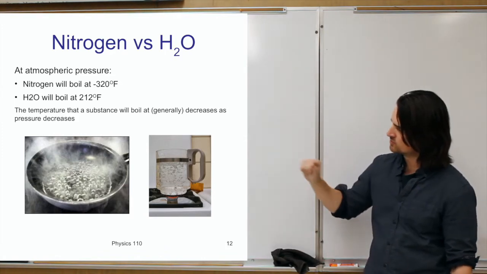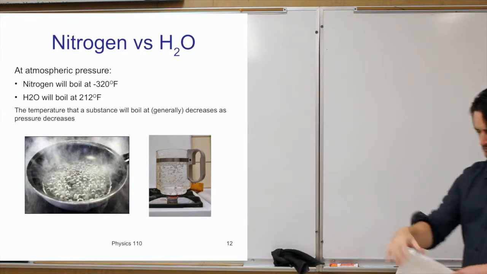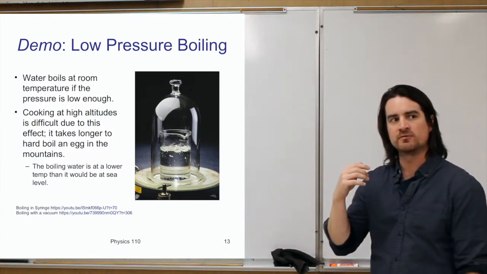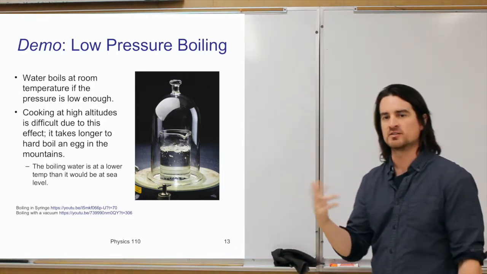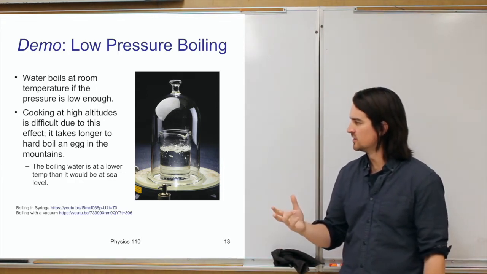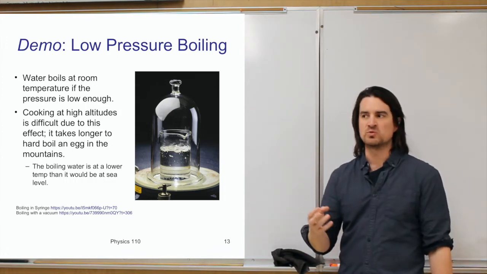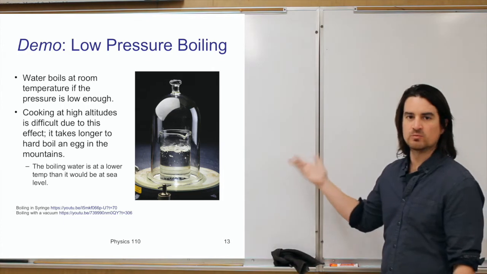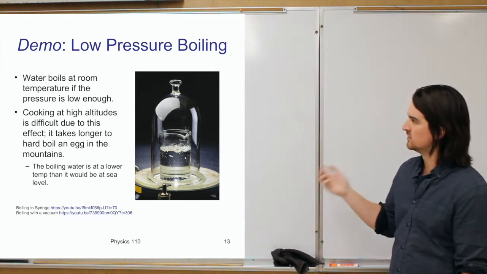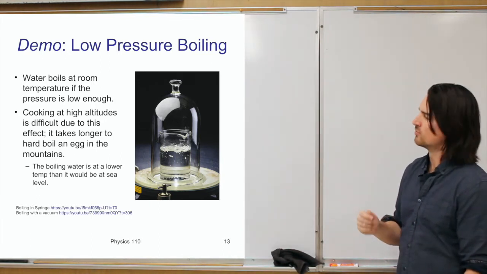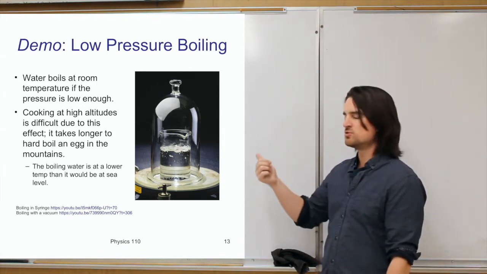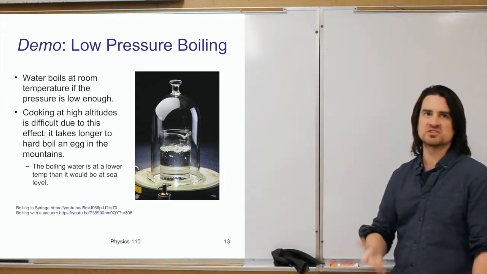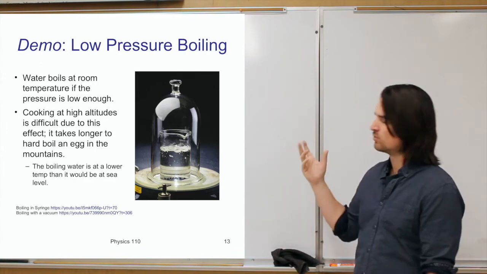And again, the temperature that these things will boil at generally decreases as the pressure decreases. An interesting example of how the boiling point depends on pressure is that you can see it very easily if you are able to reduce the pressure enough. Water itself will boil at room temperature. Regularly at atmospheric pressure, water boils at 212 degrees Fahrenheit. But reducing that pressure is going to reduce the boiling temperature. If you just keep reducing the pressure, eventually the boiling temperature is whatever room temperature is now, 72 degrees or something. And so water will boil at room temperature.